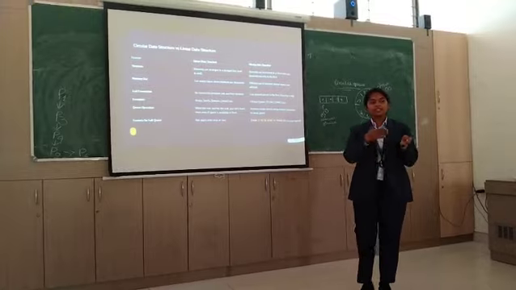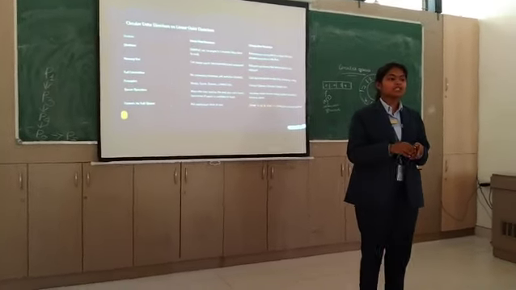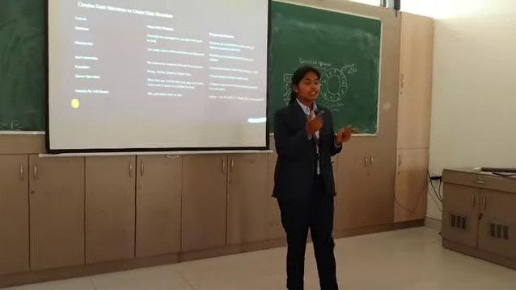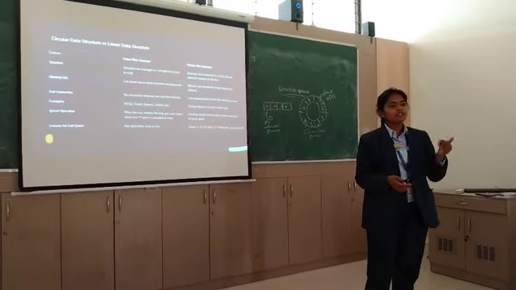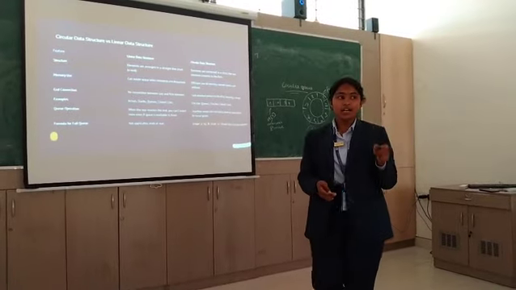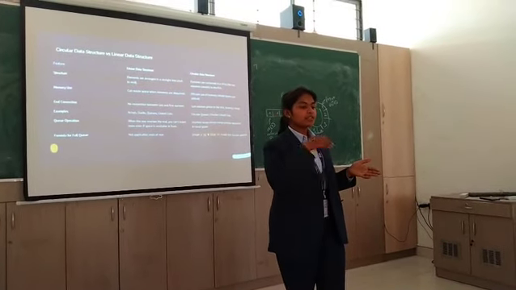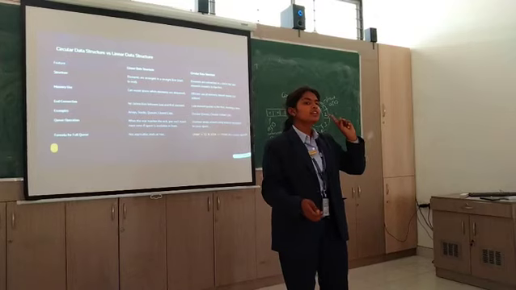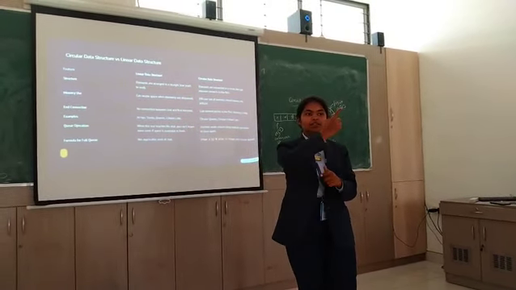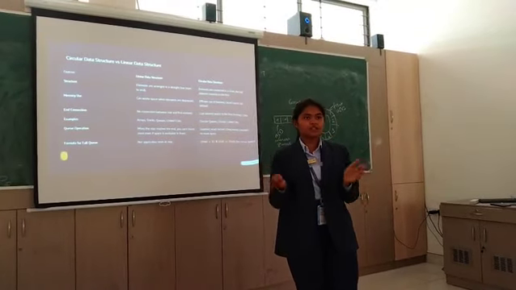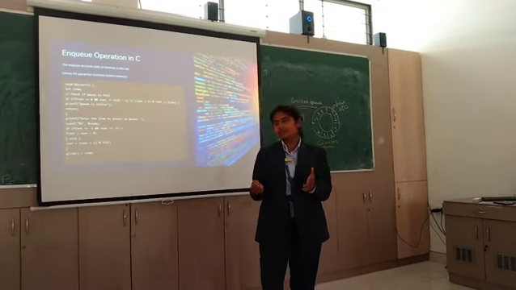The difference between the linear queue and the circular queue is, first, structure. In the linear queue, we store the elements in a linear manner, and in the circular queue, we store the elements in a circular manner. There is no linkage between the first and the last element of the linear queue, and in the circular queue, there is a connection between the front and the rear pointer. That means the last element and the first element.